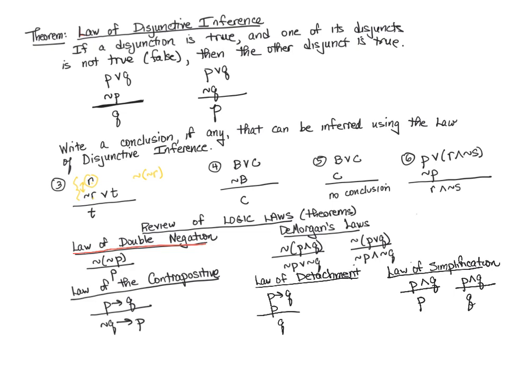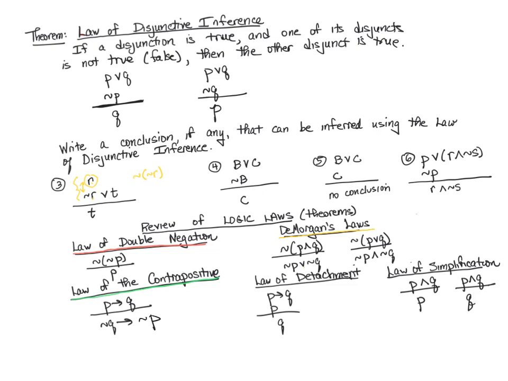The law of the contrapositive says that a conditional is logically equivalent to its contrapositive. Oh, I forgot to negate this. My mistake. Let me just write that again. Not P. Okay, De Morgan's laws says that when we negate a conjunction, it becomes the disjunction of the negation of each conjunct, and similarly for the negation of a disjunction.